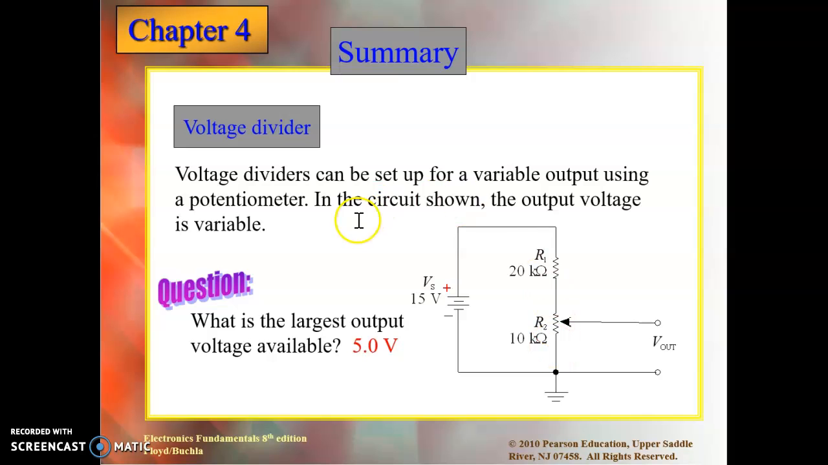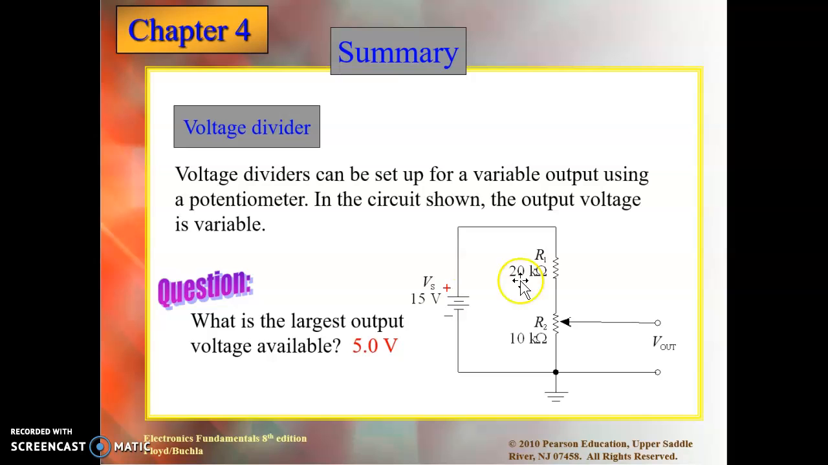It says, in the circuit shown, the output voltage is variable. What is the largest output voltage available? The largest output voltage available would be when the potentiometer takes its highest value. In this case, the potentiometer goes from 0 to 10 kilo ohms. So to find the largest voltage, we would take the 10 kilo ohms. 10 is half of 20, so it just makes sense that we get half the voltage.